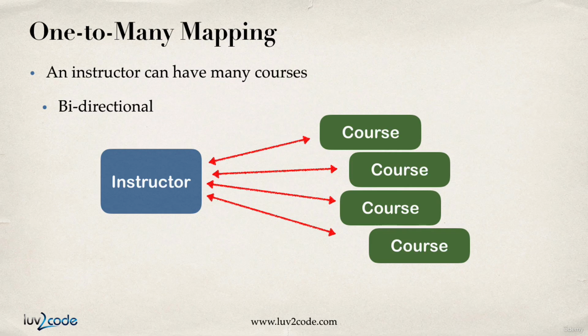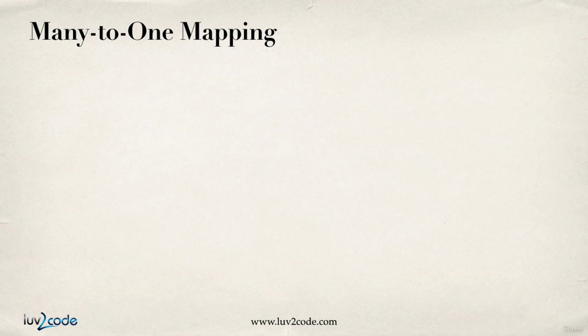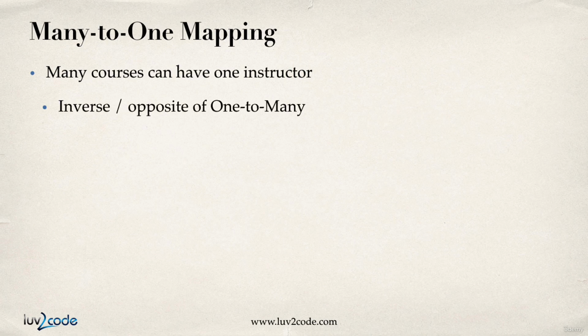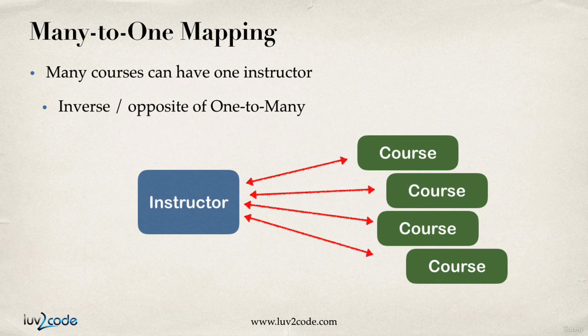So we can start with instructor, go to a course, or we can start with a course and go to an instructor. We'll also have this many-to-one mapping where many courses can have one instructor. So this is basically the inverse or opposite of one-to-many. So again, many courses can be mapped to one instructor. And remember that special requirement we have is that a course can have at most one instructor. I know there are cases where you can have many instructors on a course, but let's hold off on that for now. So at this moment, we'll simply focus on many courses being mapped to one instructor.